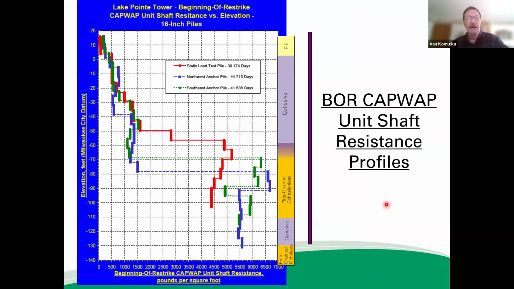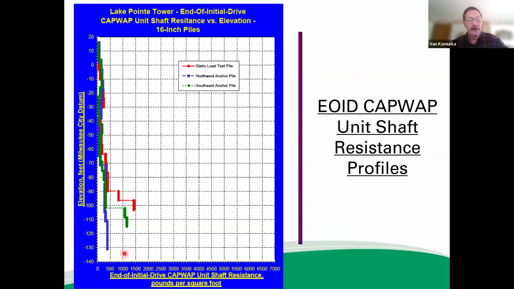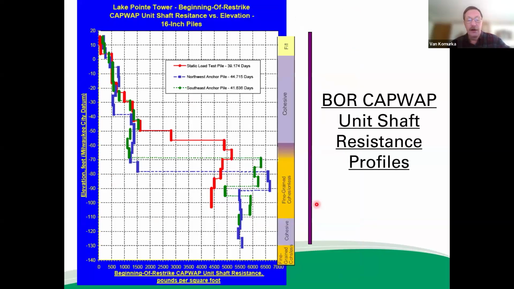So these are the unit shaft resistances on restrike. And you can see that now instead of on the order of 500 to 1,500 pounds per square foot at the most, we're out here at 5,500 to 6,500 PSF at the most. So significant unit shaft setup, significant unit resistance change during, well, 39 to 45 days. That was the setup time for these piles.